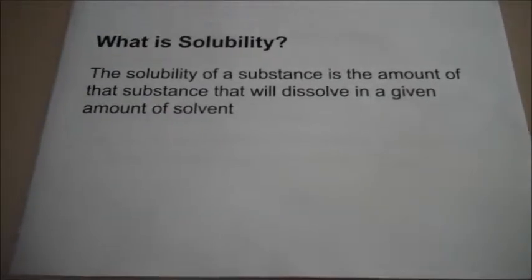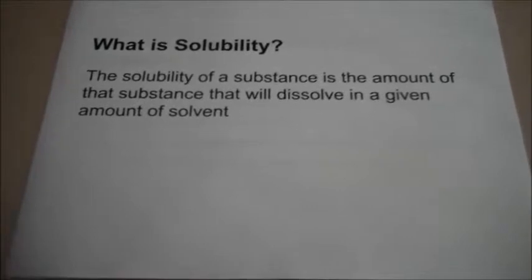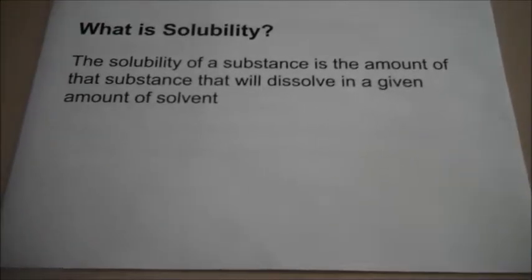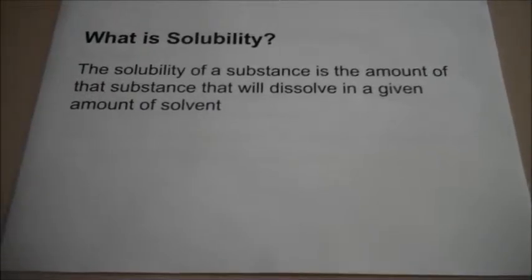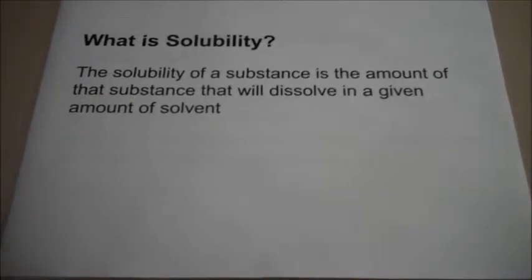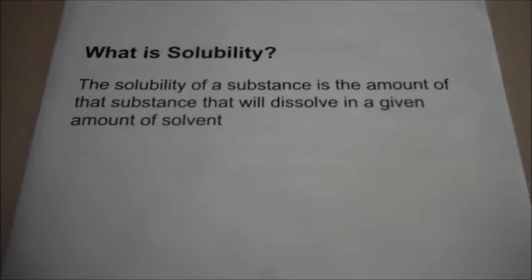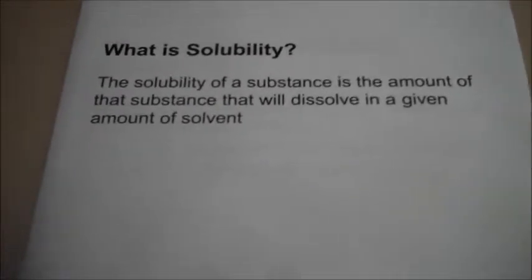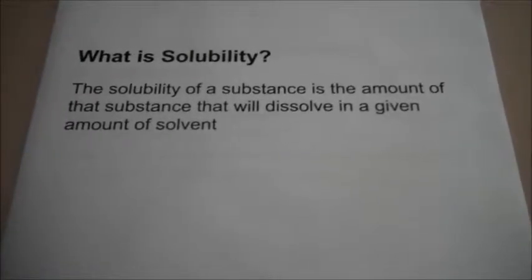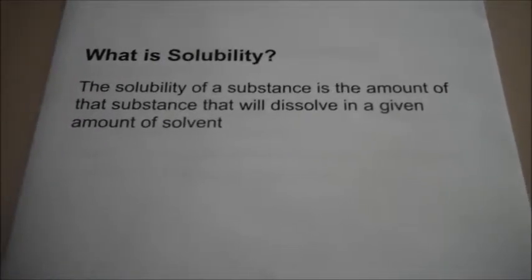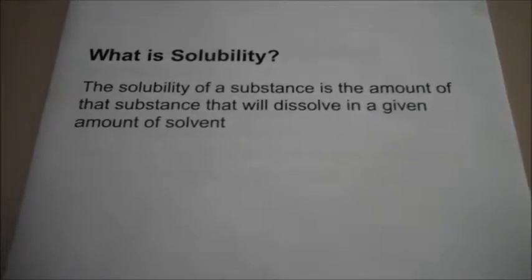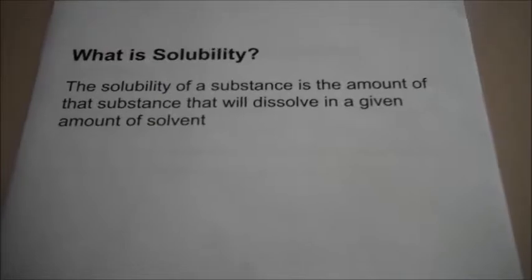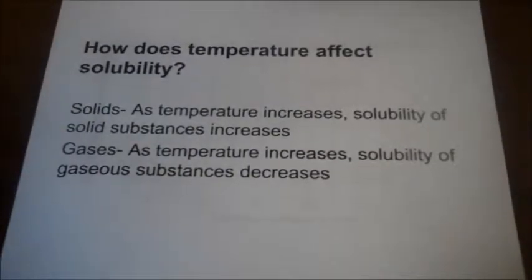Before we talk about how temperature affects solubility, we need to know what solubility is. The solubility of a substance is the amount of that substance that will dissolve in a given amount of solvent. Solubility depends on chemical and physical properties of the solvent and solute, temperature, pressure, and the pH of the solution. Solvents are usually liquid, and when the maximum amount of solute is dissolved in the solvent, it results in a saturated solution. So how does temperature affect solubility?